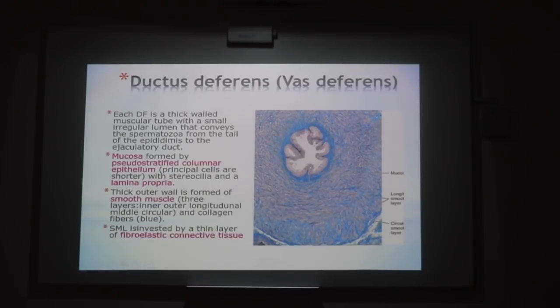So there is a thin layer of fibroelastic connective tissue out. Then you have the longitudinal layer of the smooth muscle, circular layer. Then you have the inner longitudinal layer, and the mucosa is pseudostratified columnar epithelium with principal cells and shorter cells. Surface specialization also here is stereocilia.